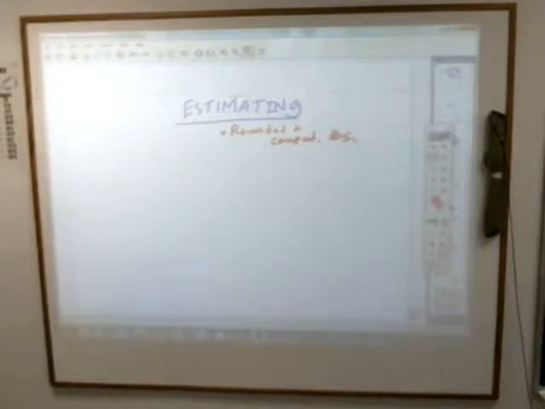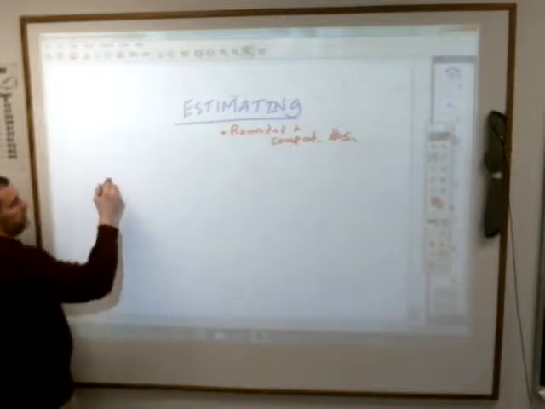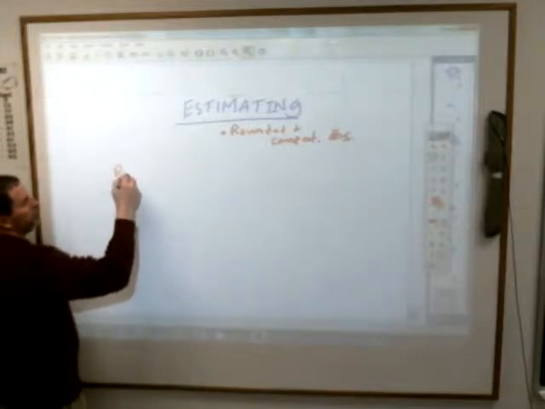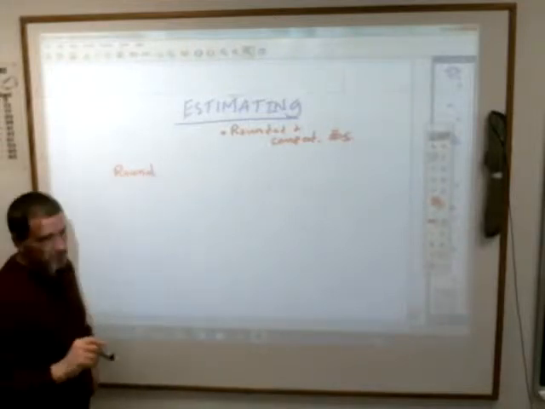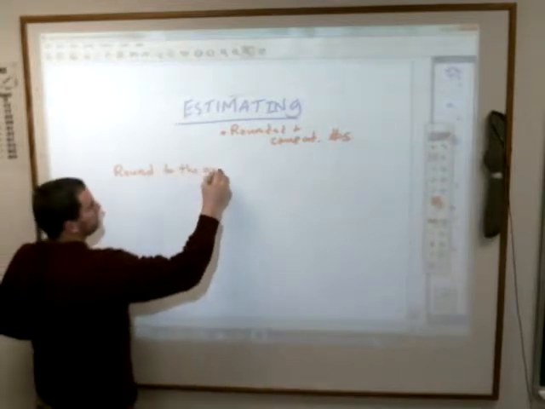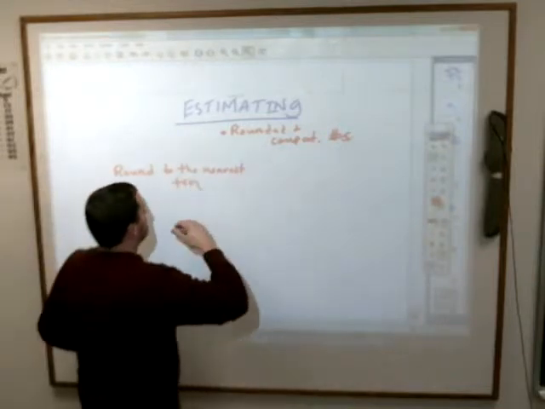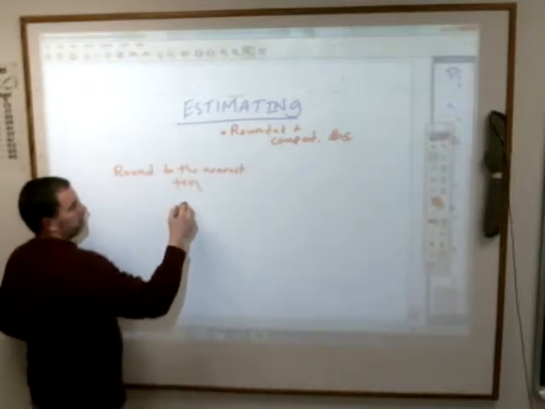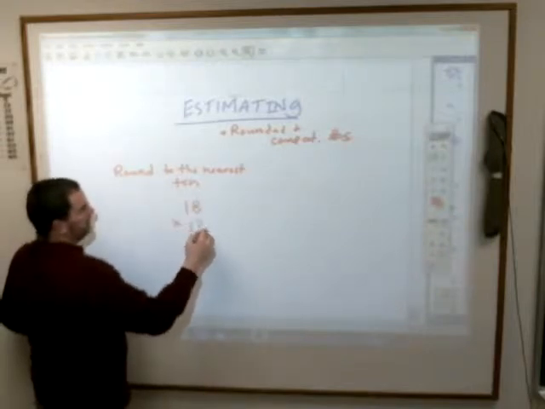When you round, okay, let's do a couple problems just so we know the difference. Let's say round. First of all, when they tell you to round something, they're going to have to tell you what to round it to. Round to the nearest 10. Let's say 18 times 12.